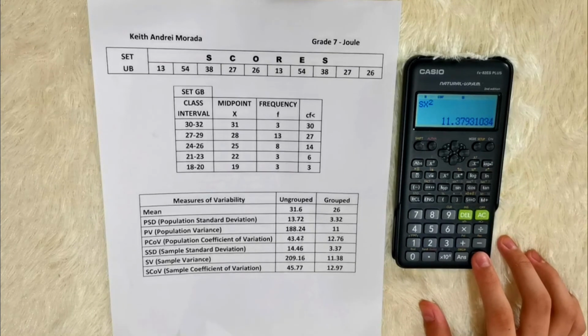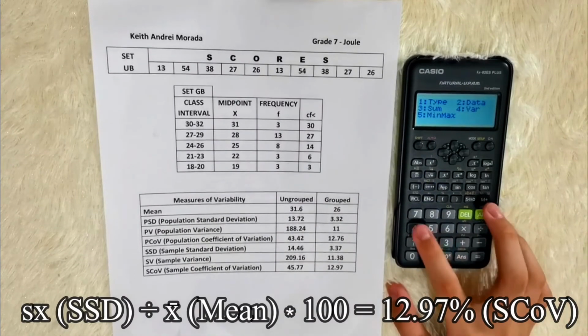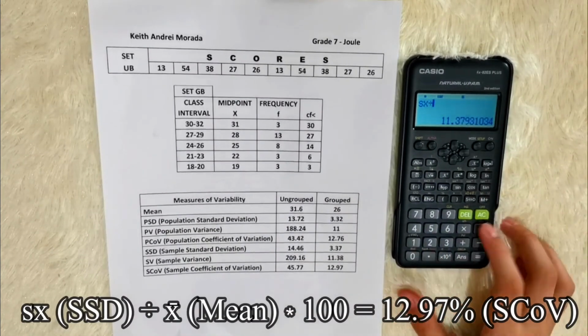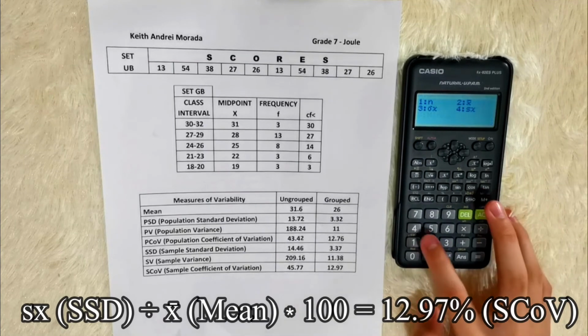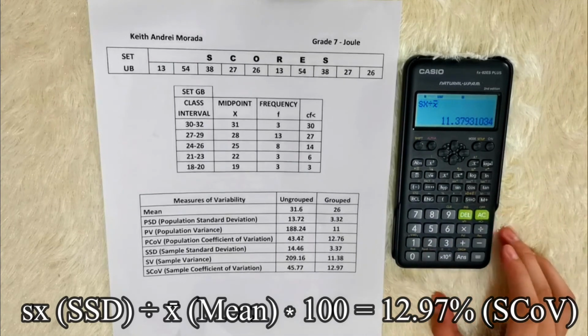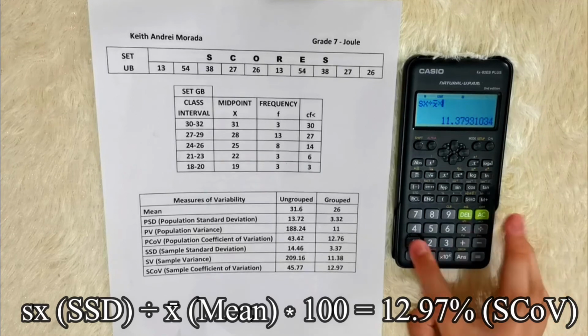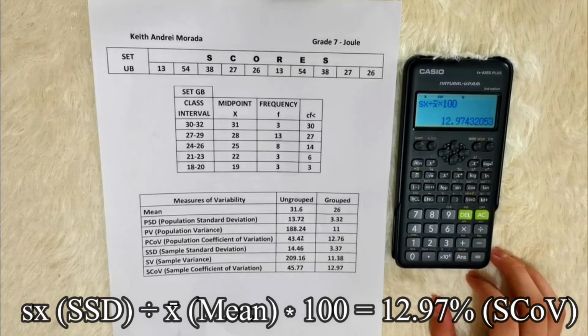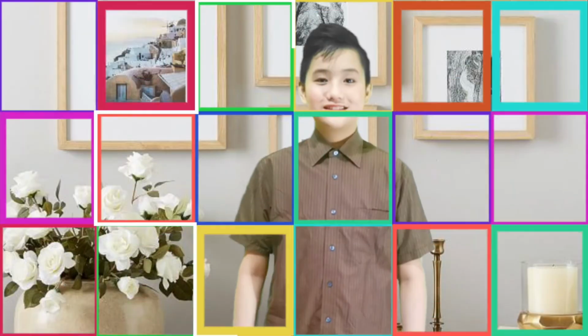To get our sample coefficient of variation or SCOV, press Shift, then 1, then 4, then 4, then divide this by the mean. Then multiply by 100 to get 12.9743253, or 12.97% as our SCOV. Therefore, my conclusion is set GB is closer to the mean.